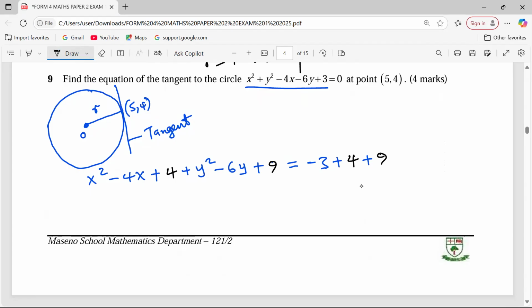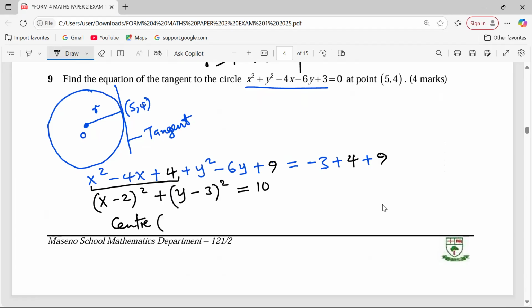So with this, we can factorize the x part. This one, x minus 2 squared plus y minus 3 squared. This is equal to negative 3 plus 4 plus 9, giving us 10. So we're supposed to know that the center of this circle is (2, 3).